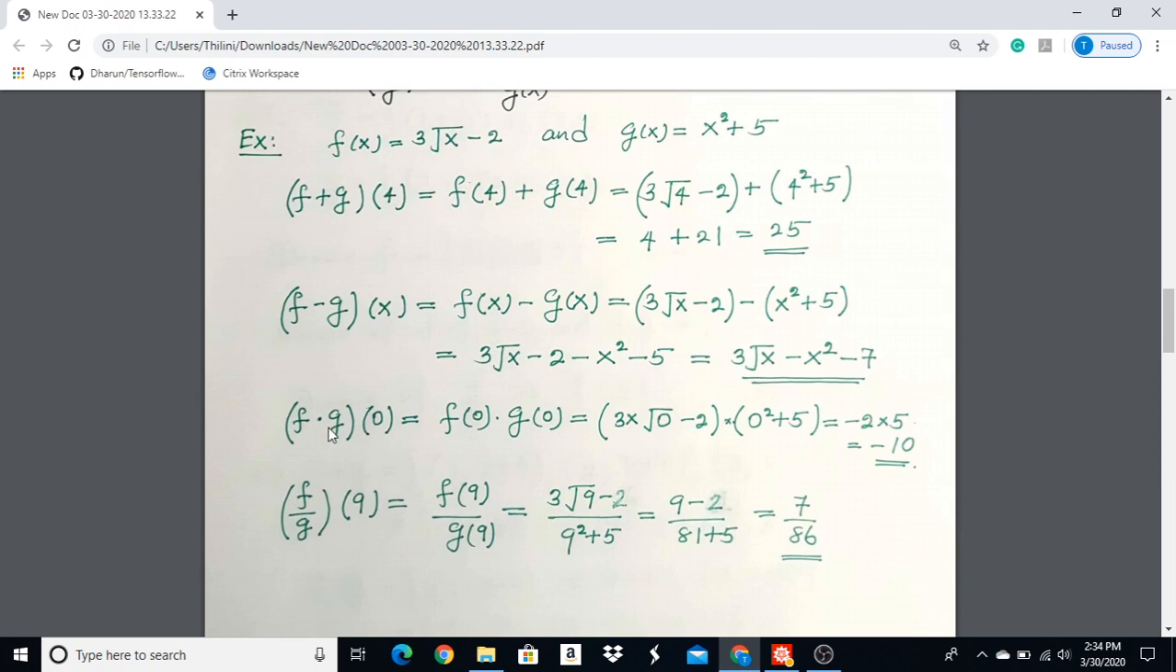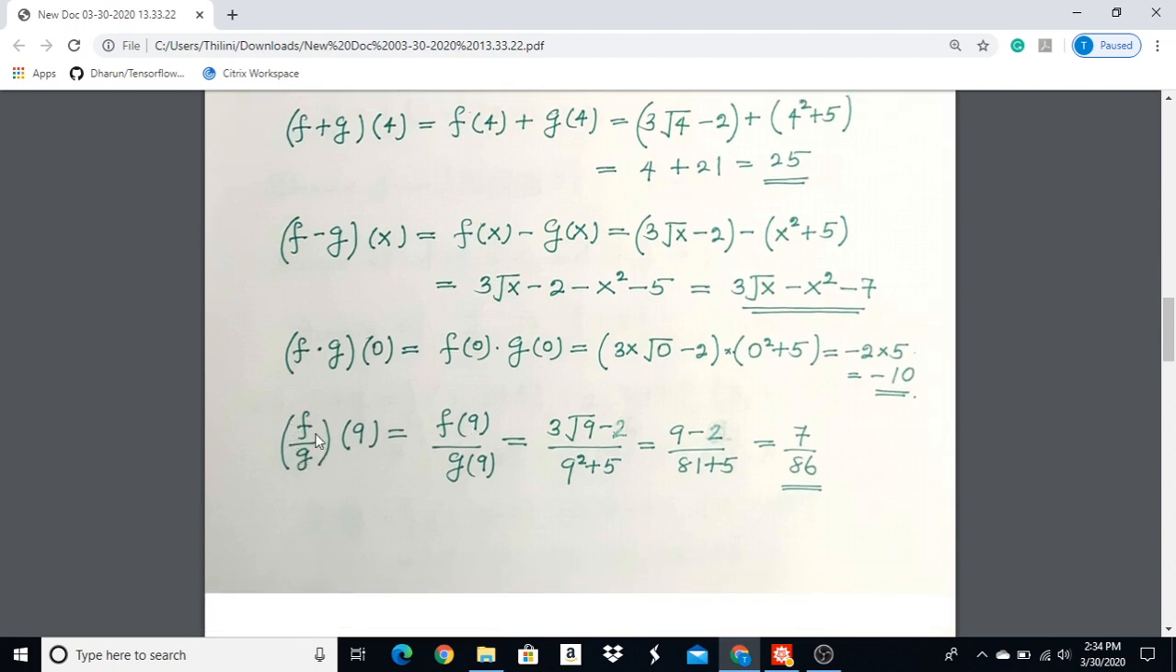Let's say we want to take the product of f and g at the point 0, so that means the product of f at 0 times g at 0. So that means we need to plug in 0 to the f function. That's 3 times square root of 0 minus 2, that becomes negative 2 here. And when you plug in 0 to the g function, that becomes 0 to the power 2 plus 5. So now we take the product, that becomes negative 10. And we can do the same thing for the division, f over g of 9, that means f of 9 divided by g of 9, and you get the idea.